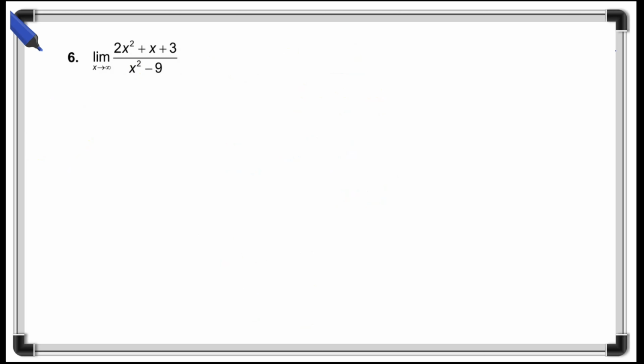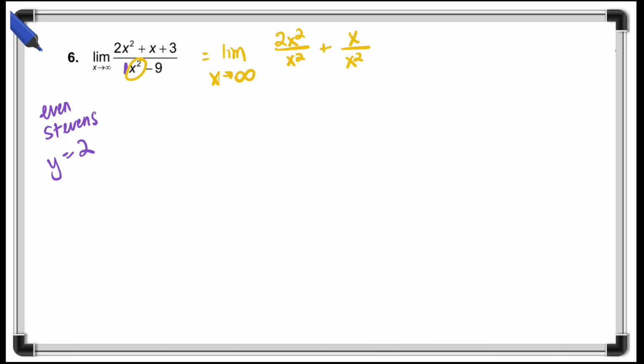Okay, in number 6, again, let's just look to see what we should get at the end. This is even Stevens, which means we should technically have our lead coefficients, which would be 2 over 1, which is 2. So our answer hopefully will turn out to be 2, as long as we do this correctly. So the largest degree of x is x squared, so our limit as x approaches infinity. Let's say you have 2x squared over x squared plus x over x squared plus 3 over x squared, divided by x squared over x squared minus 9 over x squared.